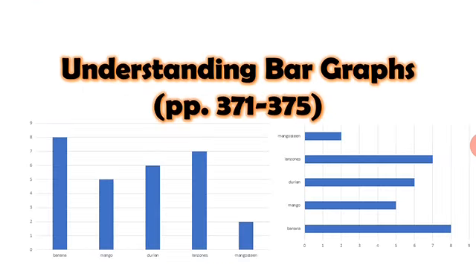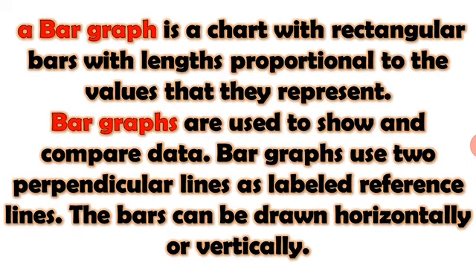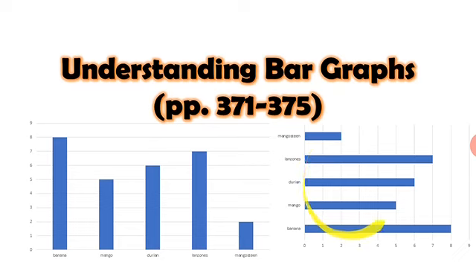So as you can see here, this one is horizontal, and this one is vertical. So these two are bar graphs.